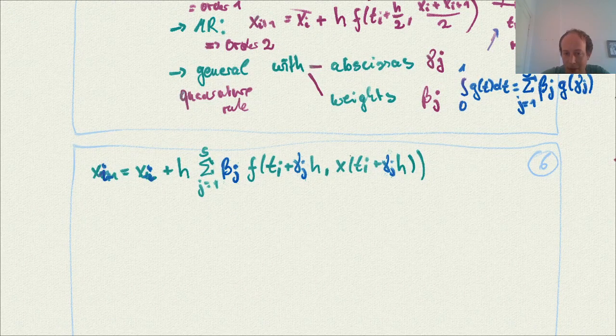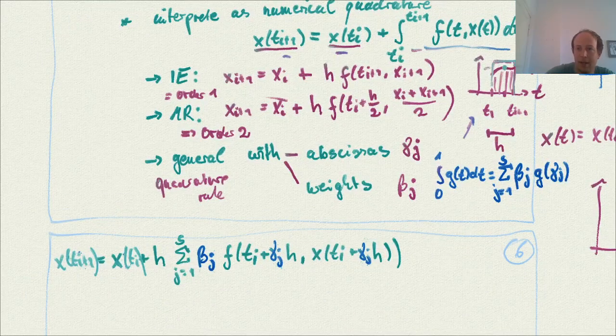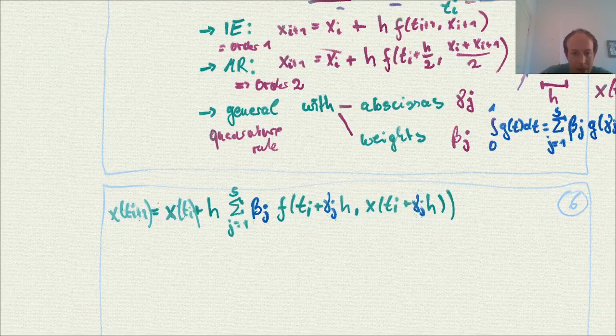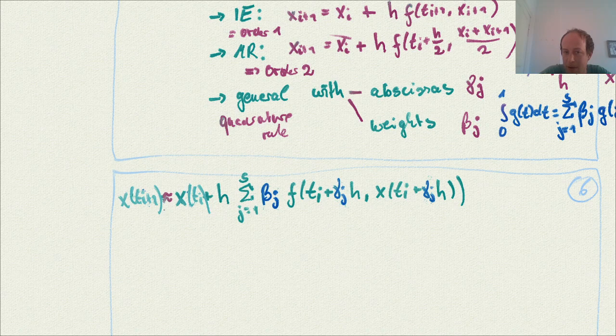This does not help too much by now, so let's go back one step. Here we have x of t_{i+1} is x of t_i plus the integral, which we have now approximated with this quadrature formula. This in particular means we don't have the equality anymore, but an approximation. And now we want to turn this approximation into a definition for these values.